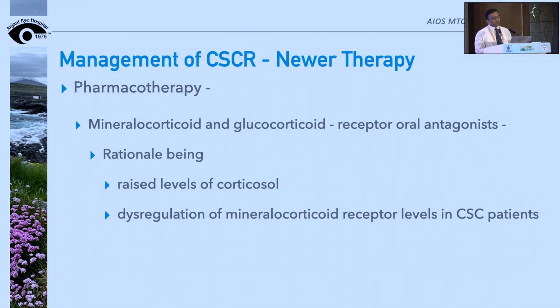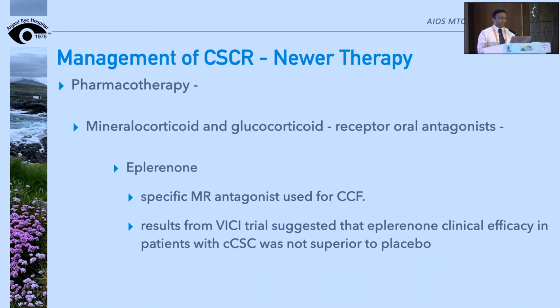Mineralocorticoid and glucocorticoid receptor antagonists have been shown to be used in these CSCRs. The rationale is that raised levels of cortisol can be taken care of, and the dysregulation of the mineralocorticoid receptor level in CSC patients. So eplerenone was used quite a lot, but the VICI trial didn't show much clinical efficacy and showed that it was not superior to placebo.